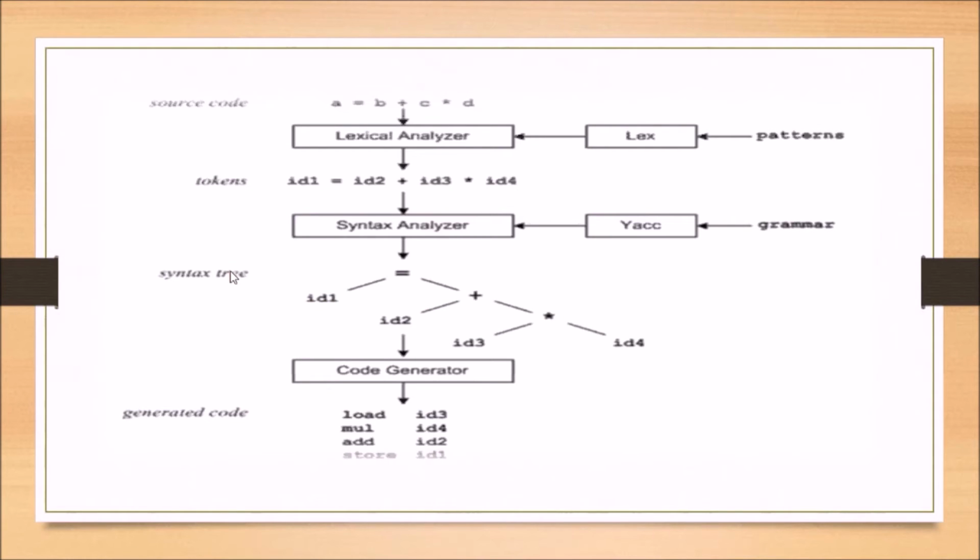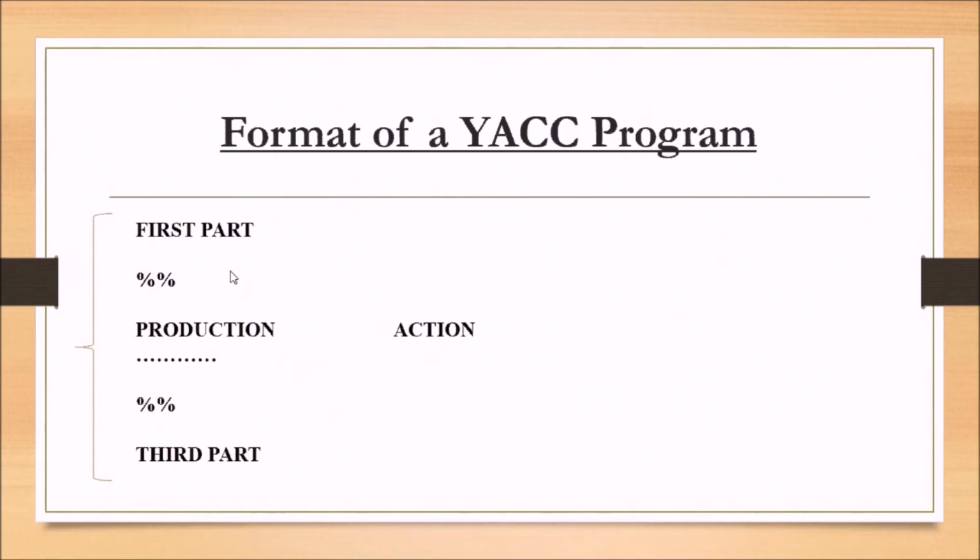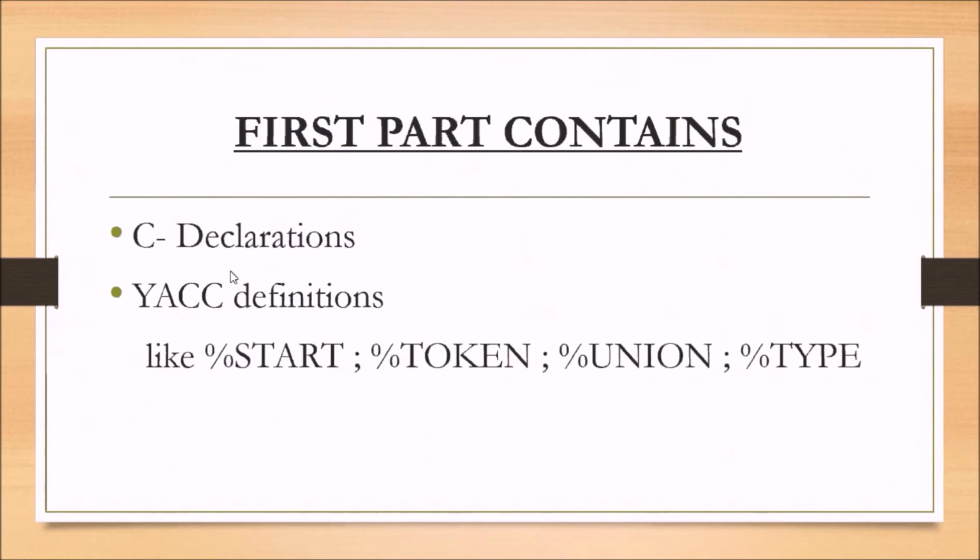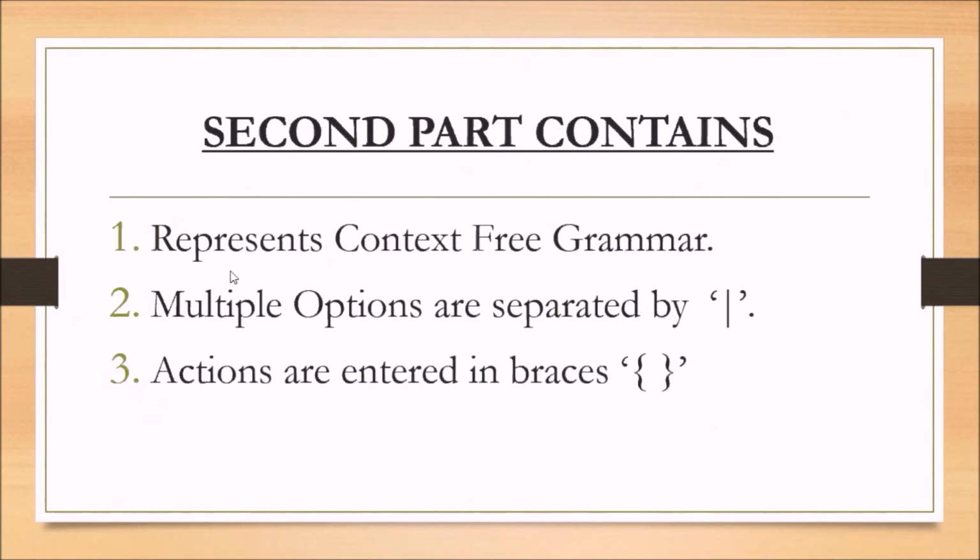The input of a YACC file is a context-free grammar. The analyzer produces a parse tree and then the meaning of that expression is evaluated. Format of a YACC program. Basically, a YACC program is divided into three parts separated by %%. The first part contains C declarations and YACC definitions like %start, %token and many more. The second part, also known as the production part, represents the context-free grammar.